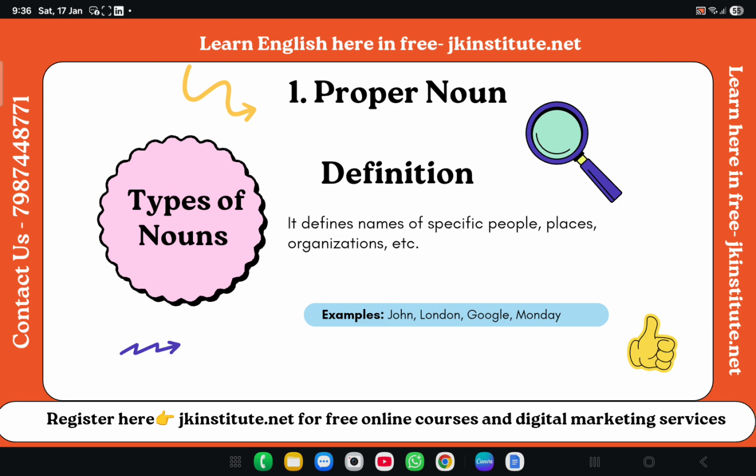First, proper noun. This is the first kind of noun, proper noun. So how can this word be defined? It defines names of specific people, places, organizations, etc. In this way, a proper noun can define things. Here are examples of proper nouns: John, London, Google, Monday.